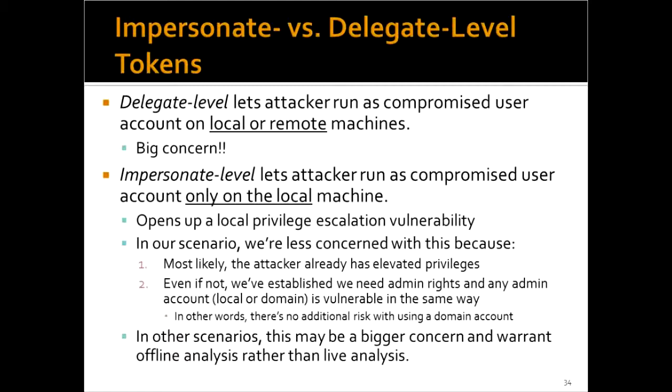So impersonate level is only going to allow the process to do work for the user on that local system. Now, I should note that there is the possibility of a local privilege escalation attack by stealing the impersonate level token. So, for instance, if an attacker had a lower level right but had the ability to basically latch on to a local impersonate level token, they could escalate privileges.